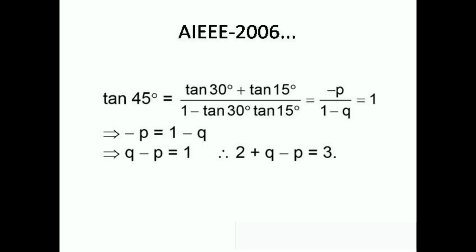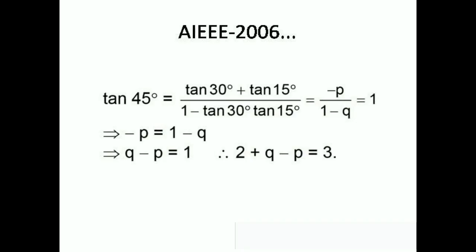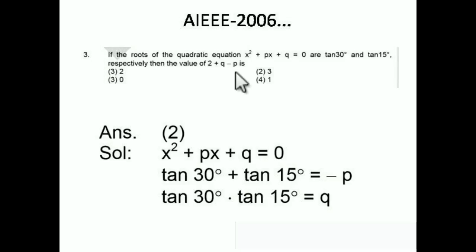What do we have to find out? We have to find out the value of 2 + q − p. So add 2 on both sides, so 2 + q − p = 3. Very simple question. So answer option number 2 is the right option, that is 3.